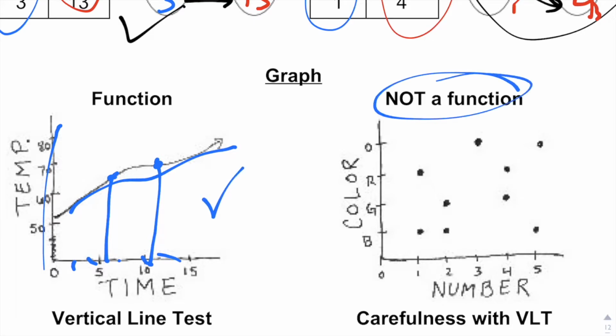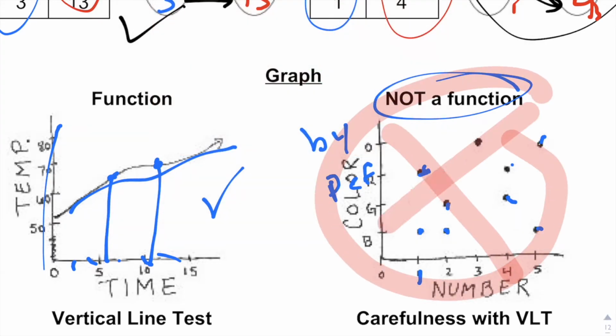This is not a function because if I come at 1 and I come up the graph, there are 2 dots at 1. And just by definition, that cannot be a function. And if you look, there's a couple more places. There are 2 dots at 2, 2 dots at 4, and 2 dots at 5. So this is definitely not a function because it has more than one output for every input.